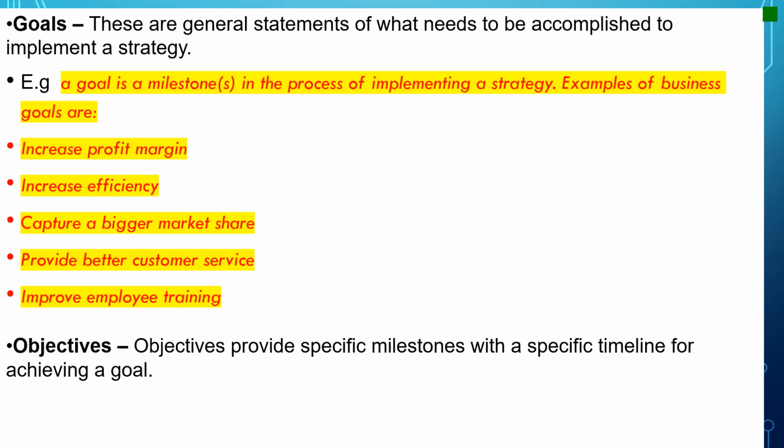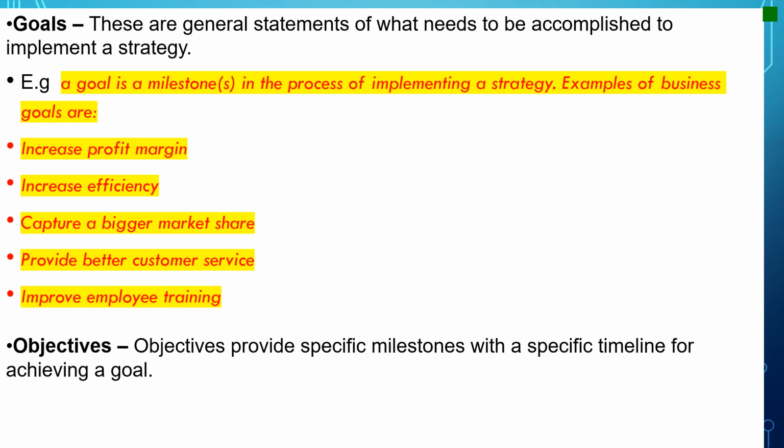Then when it comes to goals, these are general statements of what needs to be accomplished to implement a strategy. For instance, a goal is a milestone in the process of implementing a given strategy. Examples of business goals are: increase profit margin, increase efficiency, capture bigger market share, provide better customer service, improve employee training, to mention but a few. So these can be some of your goals.